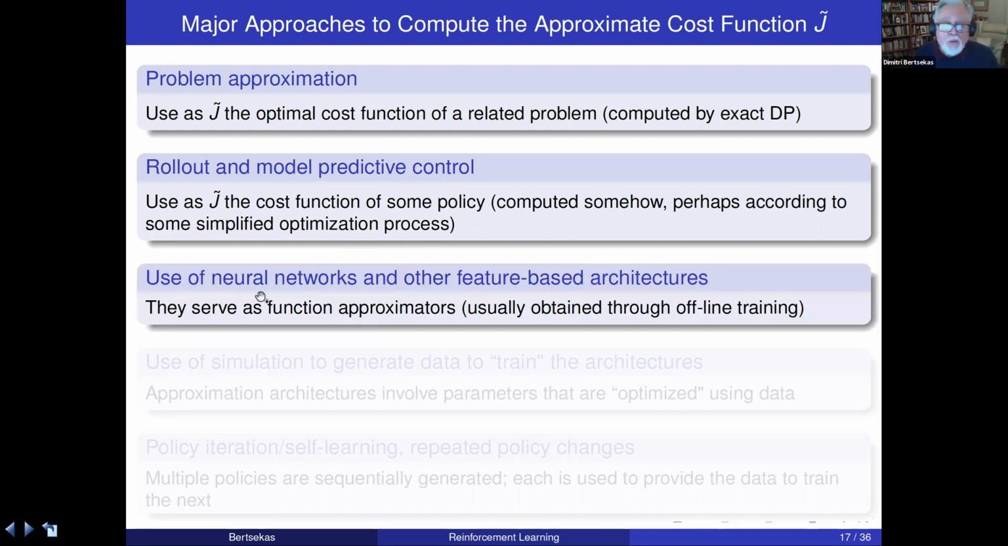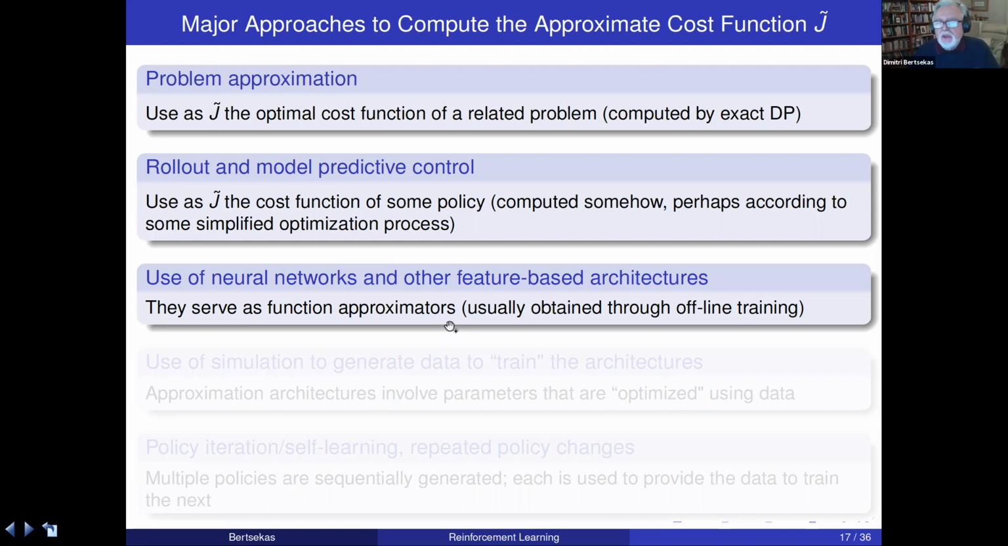We can use offline training and data and neural networks or some other feature-based architectures. This is what's used in the offline training of AlphaZero. The neural networks serve as function approximators. In this course, neural networks are going to be important. They're going to play an important role, but that role is always going to be function approximation.